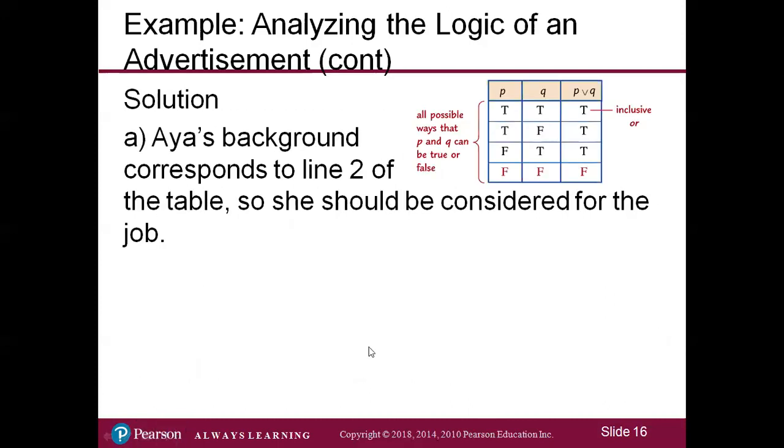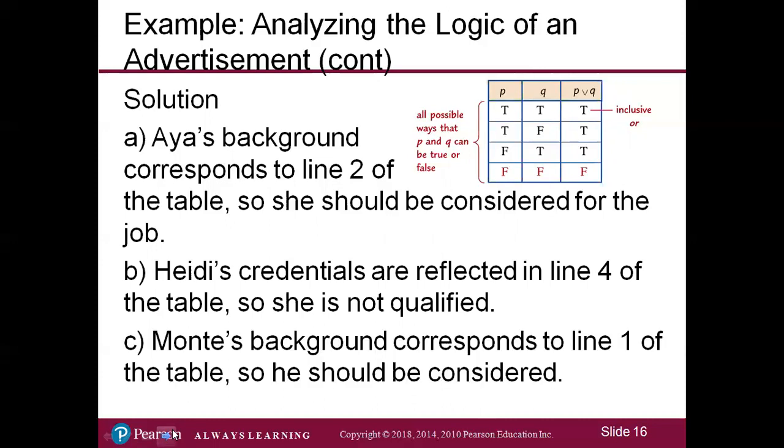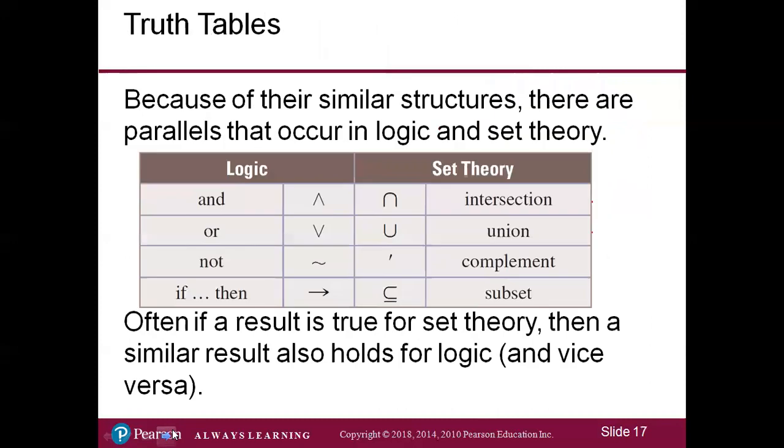Aya's background corresponds to line 2 of the table, so she should be considered for the job. Because in line 2, we are left with true in the last column of line 2. Heidi's credentials are reflected in line 4 of the table, so she's not qualified. Monty's background corresponds to line 1 of the table, so he should be considered.